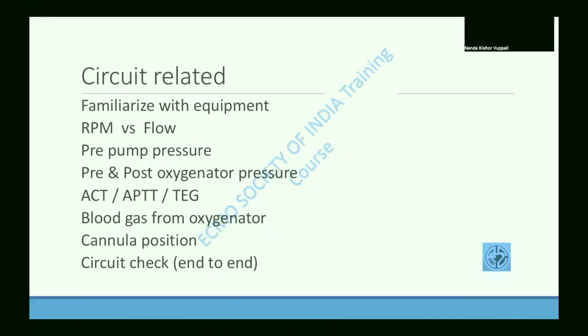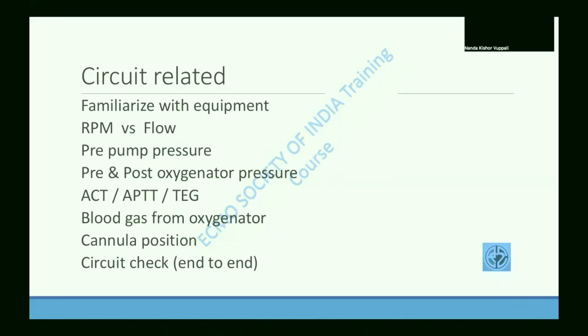And ACT, activated clotting time, is one of the most widely used tests at the bedside. And it gives the result instantly. And what we're aiming for is anywhere between 180 to 220. So again, depending on the patient's anticoagulation status, if the patient is bleeding, then you try to maintain slightly lesser ACTs. Or if there's clot formation, pre-existing clots, or some clot formation happening over a period of time, then you tend to maintain slightly higher ACTs.